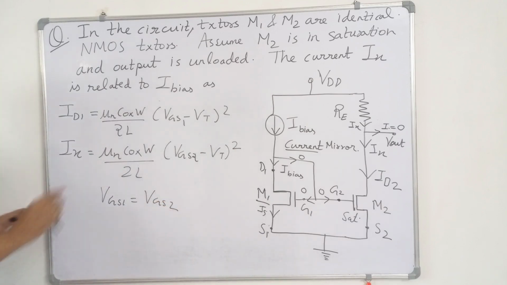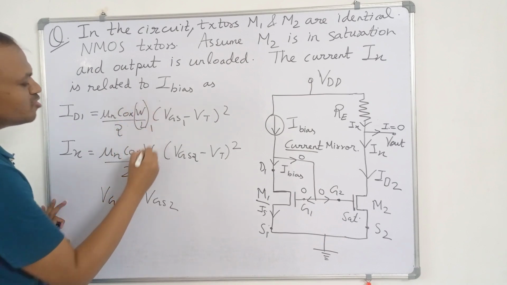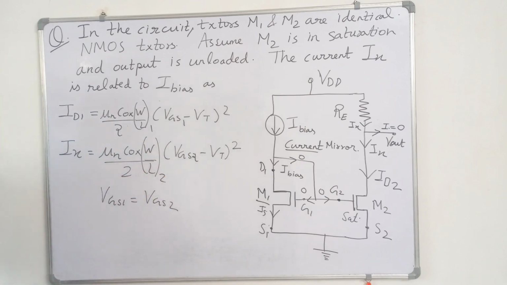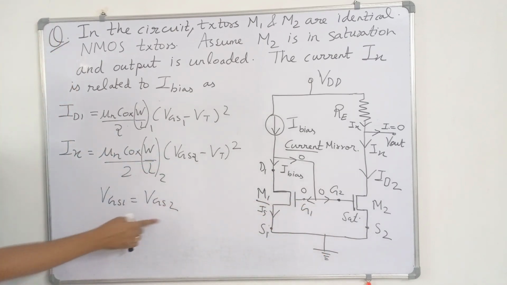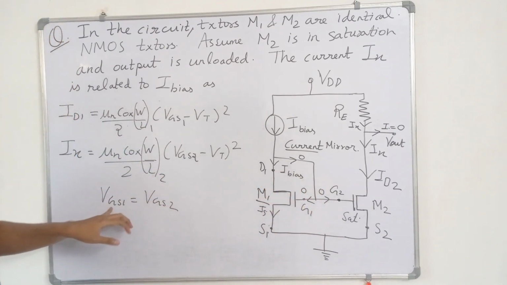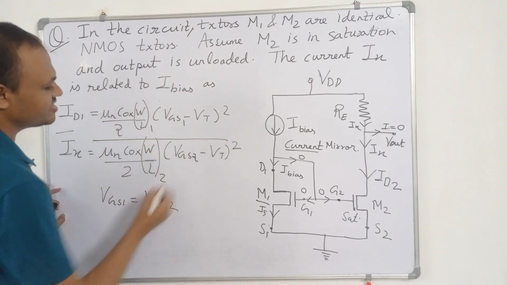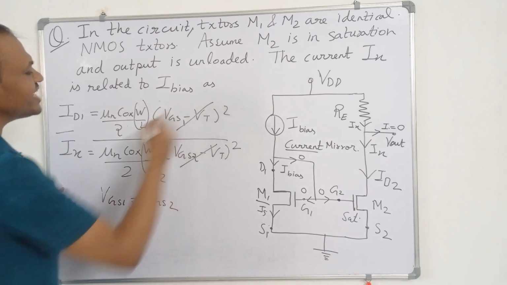Suppose for a second I am assuming that W by L ratios are different, so W by L of 1 and W by L of 2. Let us just assume that. But VGS1 equals VGS2. This is the most important condition for a current mirror circuit, that the gate to source voltage of both the transistors must be the same. So if we divide these two equations, then VGS1 minus Vt and VGS2 minus Vt are the same, so they get cancelled.